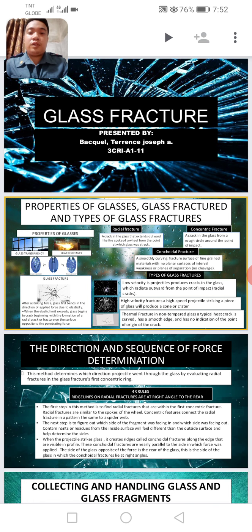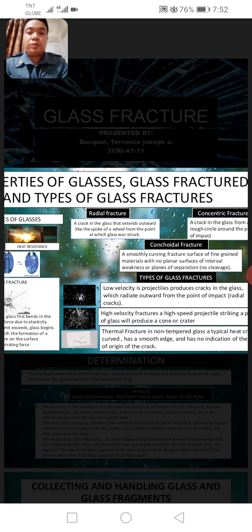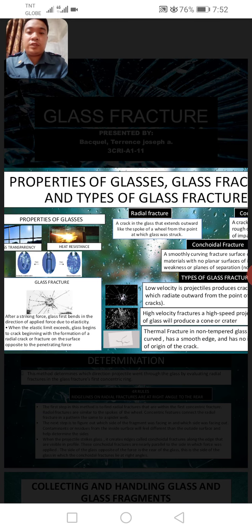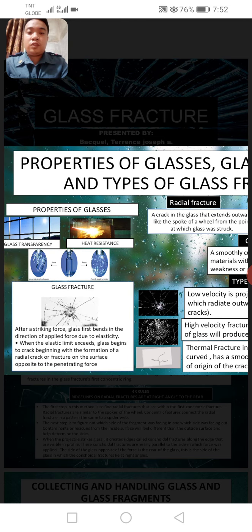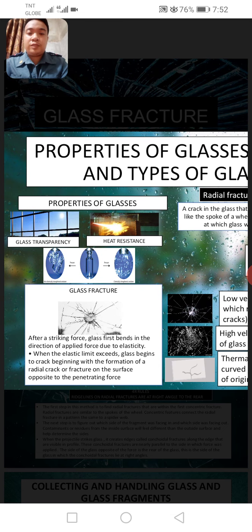Glass fracture. Properties of glasses, glass fractures, and types of glass fractures. Properties of glasses: glass transparency and heat resistance. This is the glass fracture.